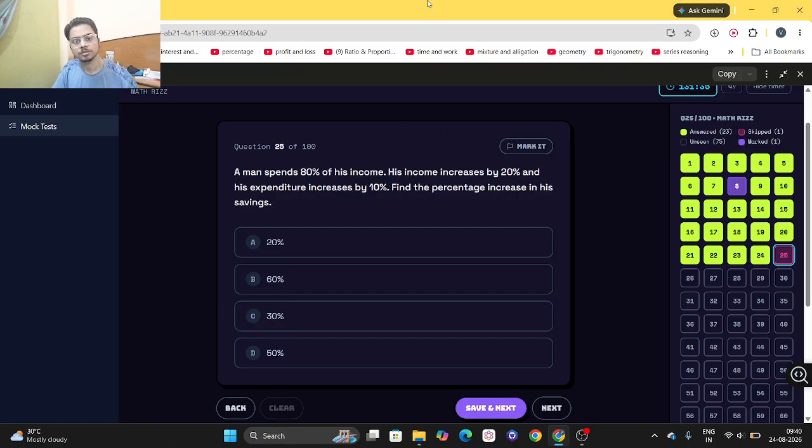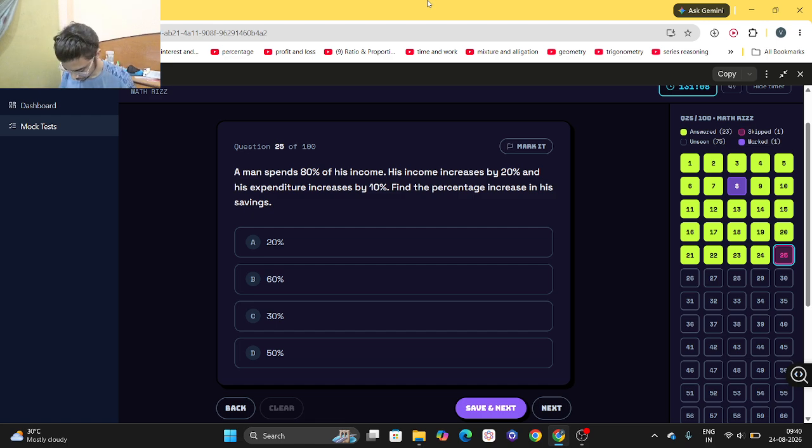Next. A man spends 80% of his income. His income increases by 20% and his expenditure increases by 10%. Find the percentage increase in his saving. So this is income. Income is 100 initially, and he spends 80% of his income.